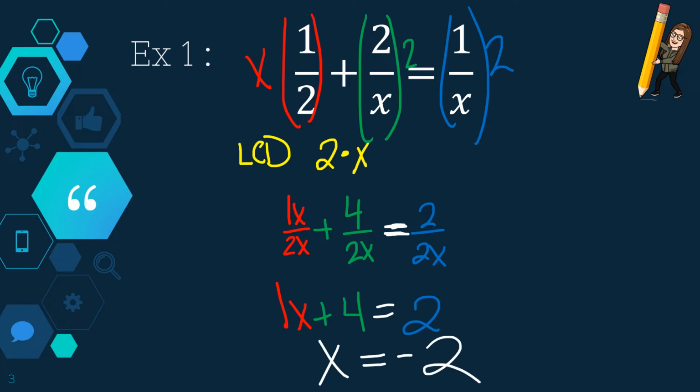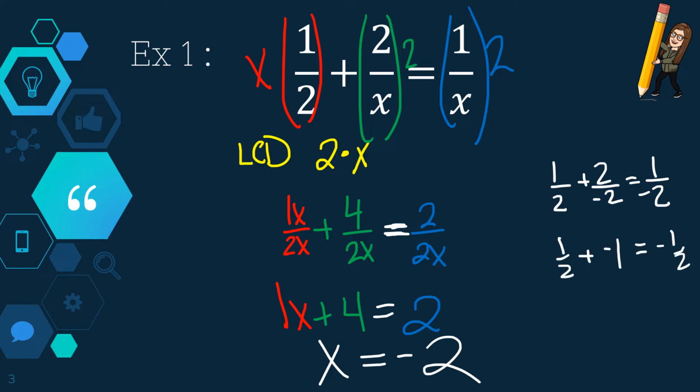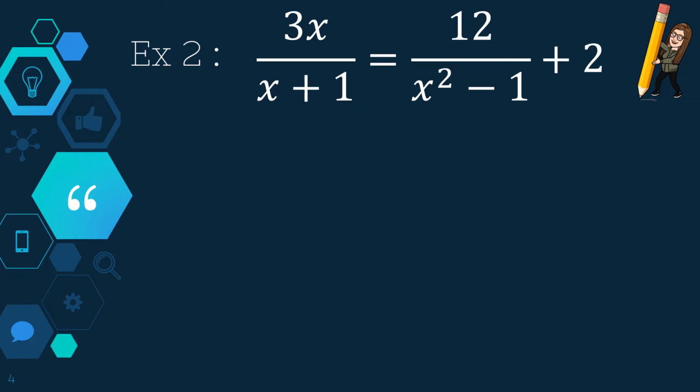Now, as before, check for extraneous solutions. Plug it in, make sure it works. In this case, a half plus -1 would get me a -1/2. Like it makes sense, it works, it's good to go. Let's expand that, right? It's not always going to be that easy.